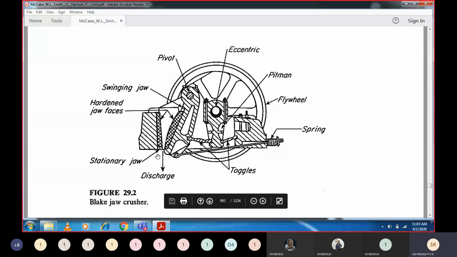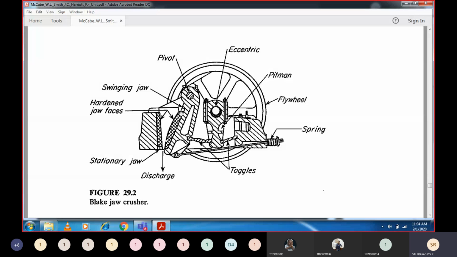In the Dodge type, the pivot will be at the bottom, and the swinging jaw will be moving in this fashion. So if you see here, that will be moving like this. Hence, there is no restriction in the feeds of different sizes. So a Dodge type of crusher can accept feeds of different sizes, but there will be a problem. What is the problem, sir? Here you have a crushing jaw, the swinging jaw. So the pivot is at the bottom.